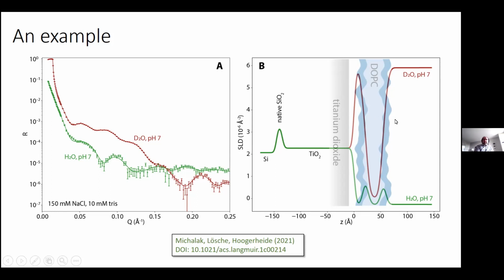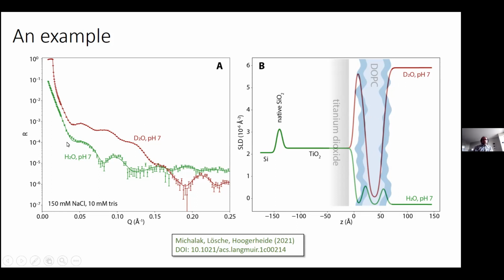A typical experiment flow here would be to measure this in two different isotopic contrasts. This is done in a liquid cell, of course, and so the surround here is either D2O or H2O, and of course it can penetrate different parts of the structure. By doing a joint optimization of these two isotopic contrasts, we can get a better handle on some of the structural parameters.